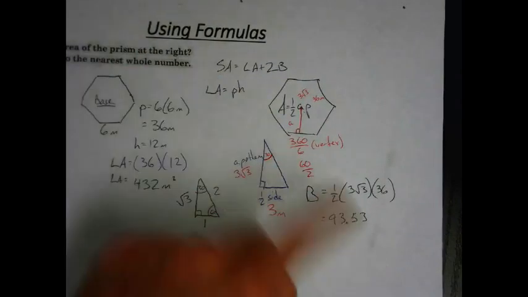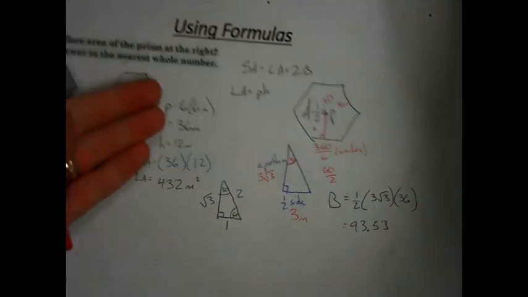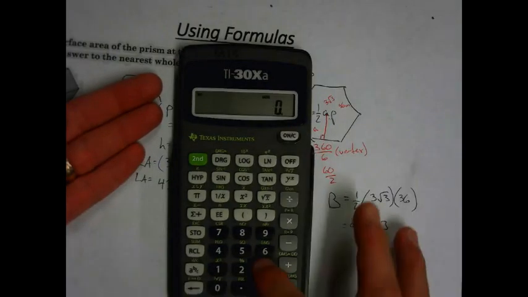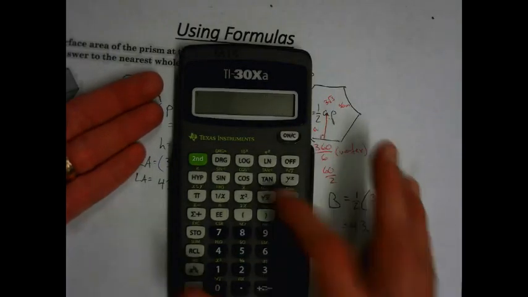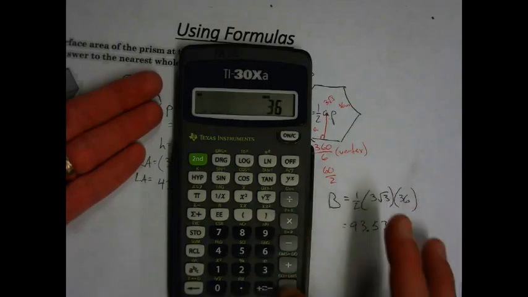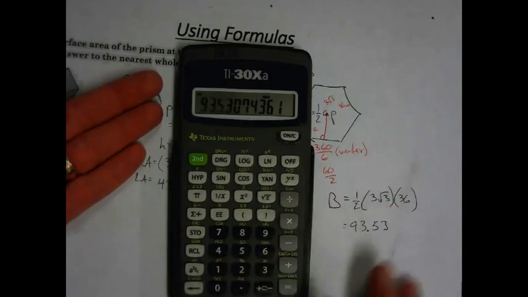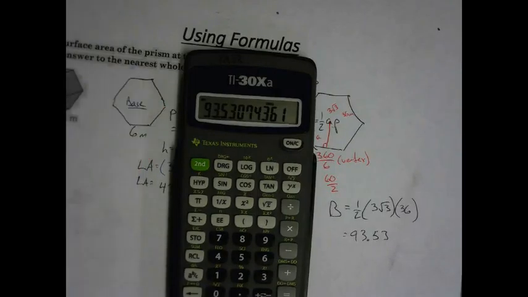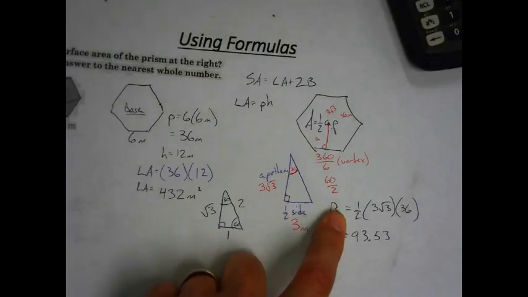So you multiply all that on your calculator. In the case you forgot, I'll show you real quick. So we multiply our numerators, 3 times the square root of 3, 3 square root, equals, then times 36, equals, and then divide by 2, equals. So we have 93.53. Okay, so hopefully you remember how to do that. So we have found the area of the base.